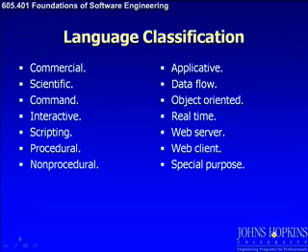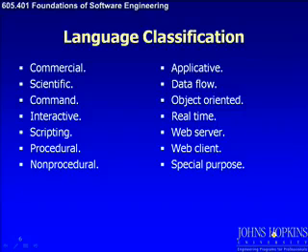We could classify programming languages. Here are some classifications. Commercial languages, the most common one there is COBOL, I guess. Scientific languages, probably the most important language from a scientific standpoint was Fortran, and it's still being used today, even though it is the oldest high-level language around. Command languages are languages used for operating system commands. DOS would be a good example of a command language.